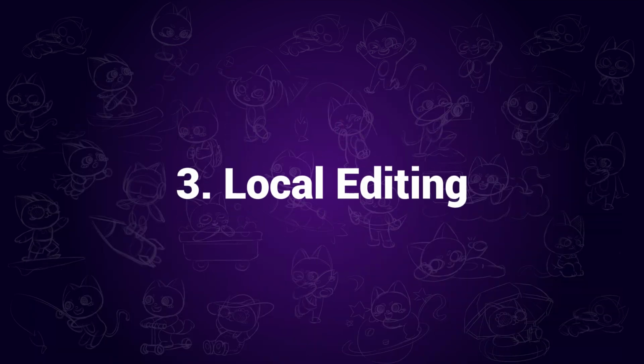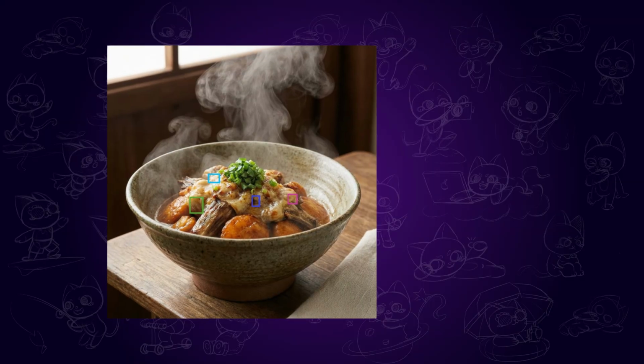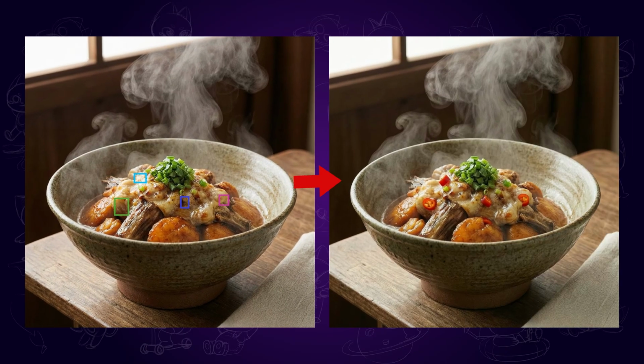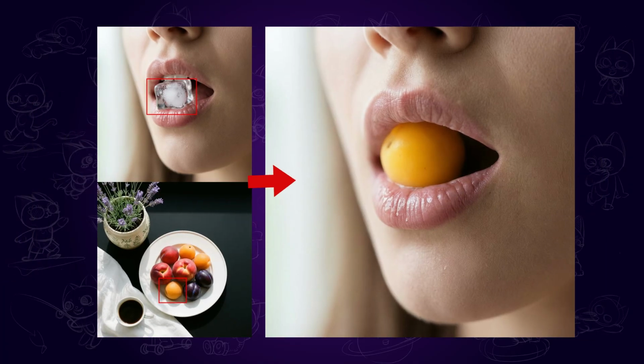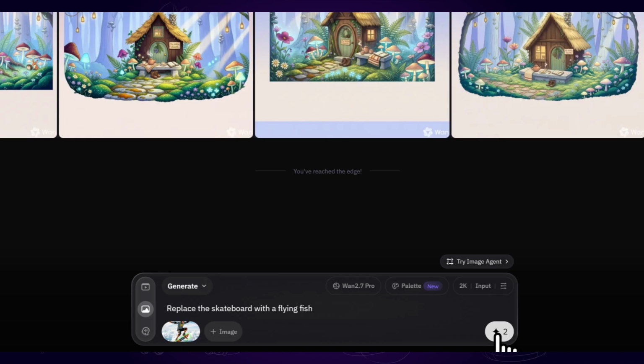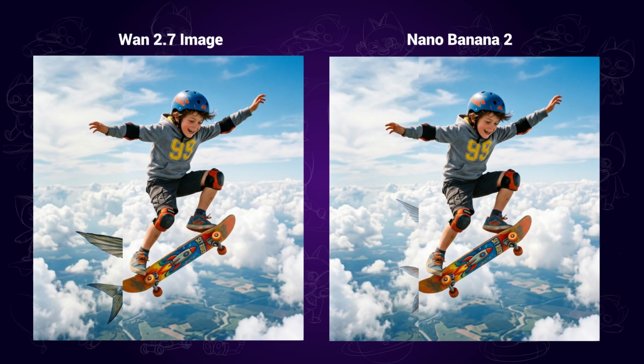3. Local editing. Editing here is super simple. Just point and describe. Select any part of the image, tell it what to change, and it updates instantly. For example, what if I turn this skateboard into a flying fish? Let's compare the results with Nano Banana 2.